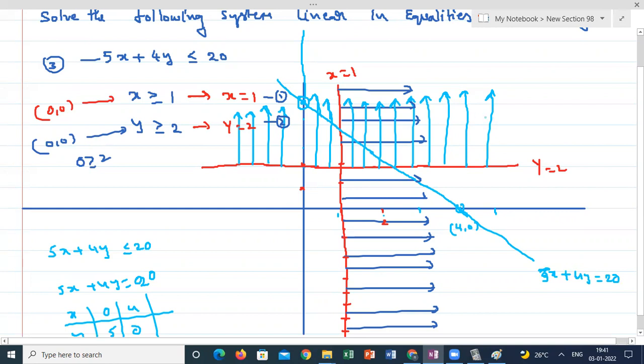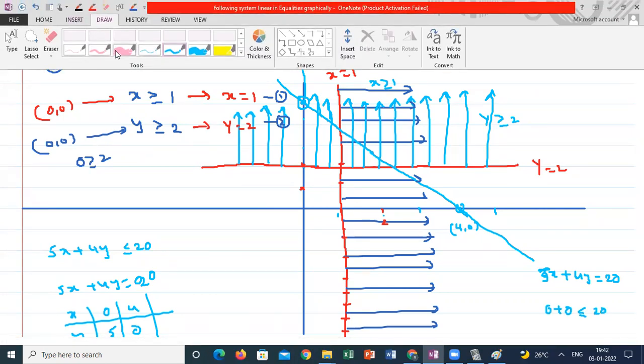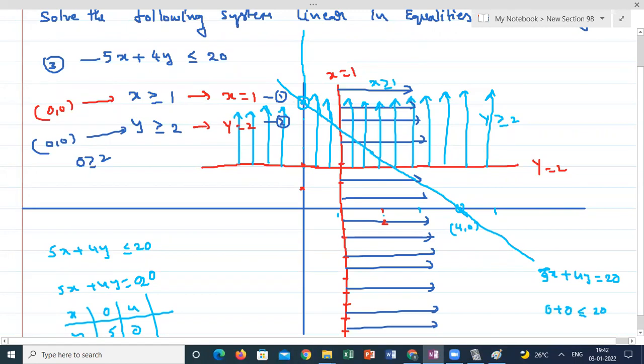So this is the region that represents y greater than or equal to 2. This blue shaded region represents x greater than or equal to 1. Now the origin is below the line, and above the line is not the origin. So I am substituting the origin: 0 plus 0 is less than or equal to 20, which is a true statement. So my shaded region is below the line. Suppose I take the shaded region here. This is the shaded region.